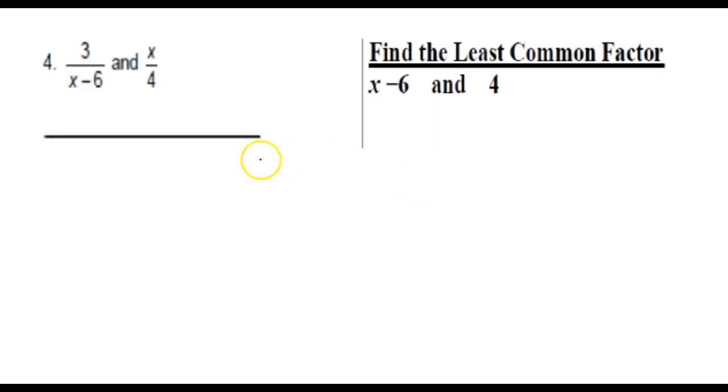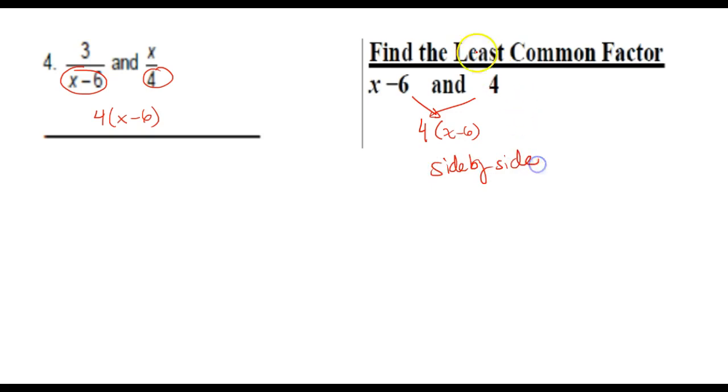So on this next one, where my denominators are x minus 6 and 4, there doesn't seem to be much in common there. So our least common factor would just be the 4 times x minus 6. So when there's nothing really in common, we're just writing the denominators side by side to find my least common factor.